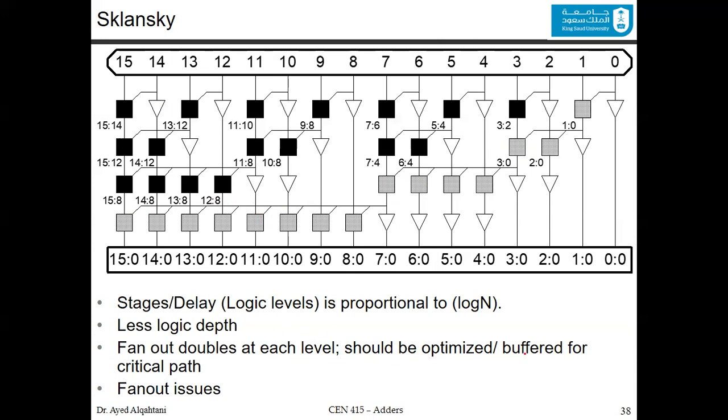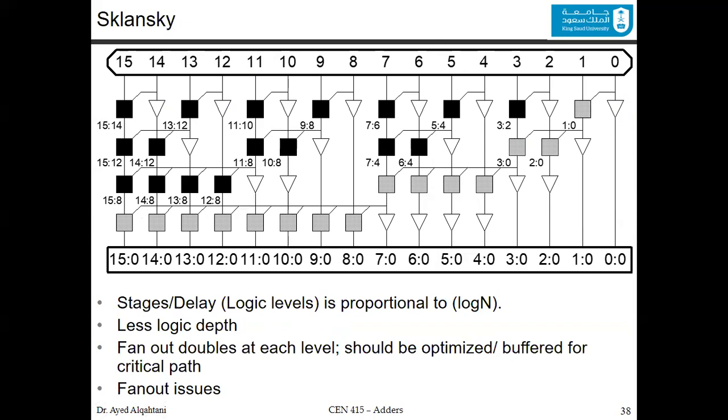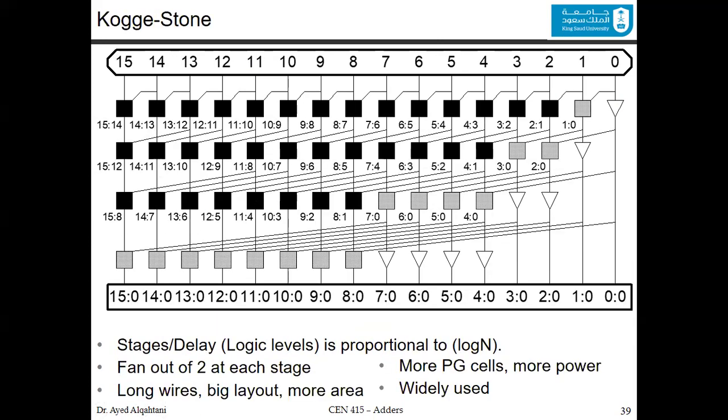It should be optimized and buffered for the critical path. It has fan out issues because of this. So yes, you have better delay in terms of depth, but you are having fan out issues in this class. Now compare this to the next one, which is the Kogge-Stone. If you compare this one with this one, the delay is increasing a little bit, but you are solving the fan out problem. So you can see here, the stages delay is proportional to log n.